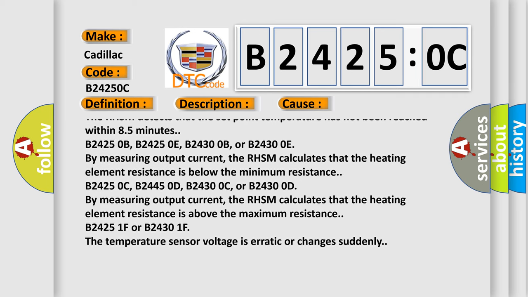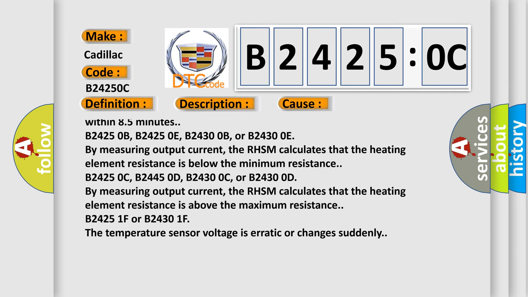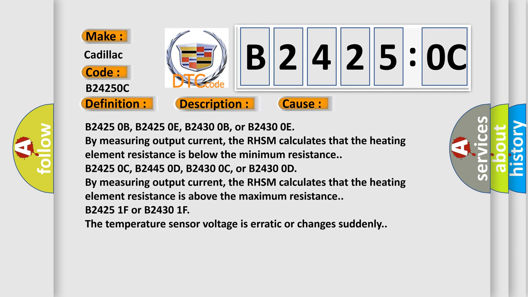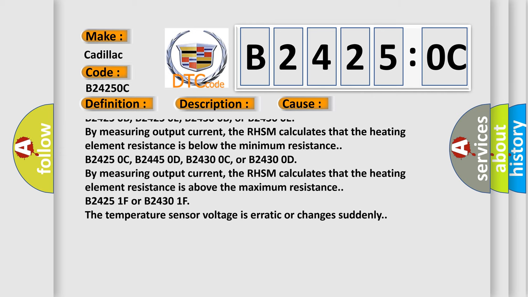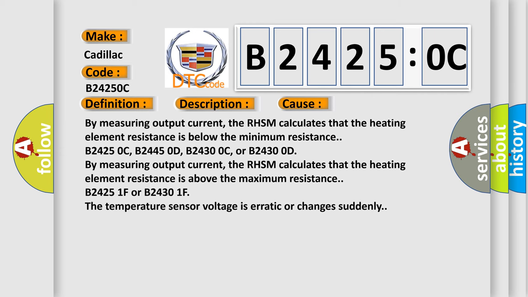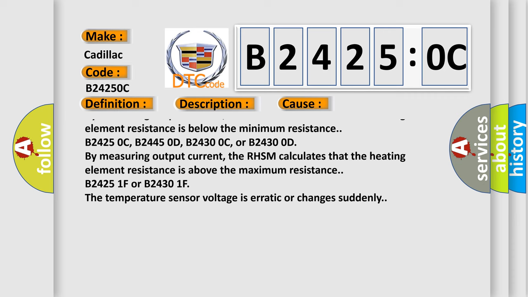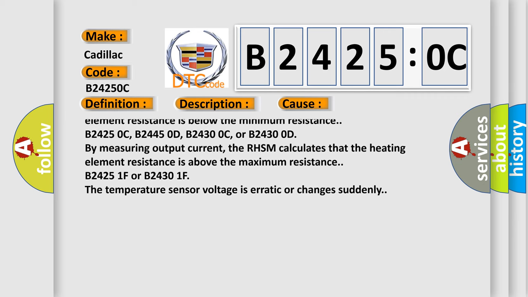B24250B, B24250E, B24300B, or B24300E. By measuring output current, the RHSM calculates that the heating element resistance is below the minimum resistance.